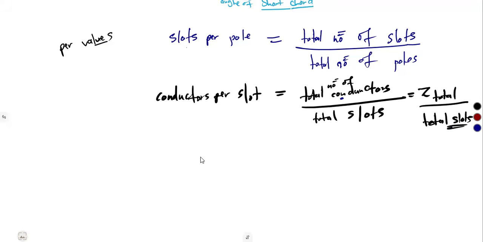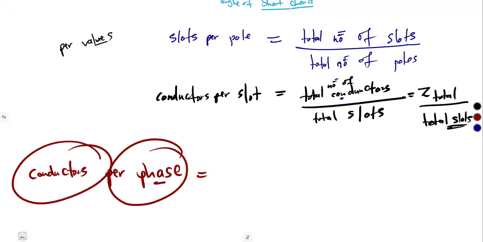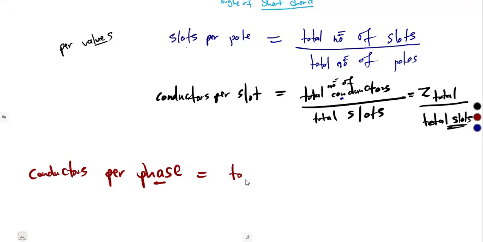Pair, this. We are talking about pair values. Conductors per phase. What does it mean? Conductors, pair, phase, pair what? Pair. Total this to total this. So it simply means total what? Total number of conductors.